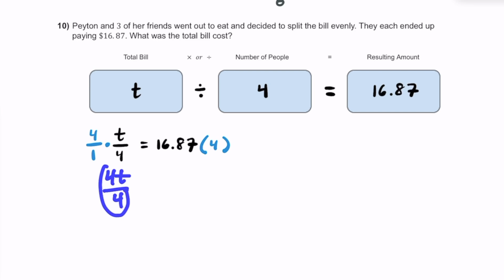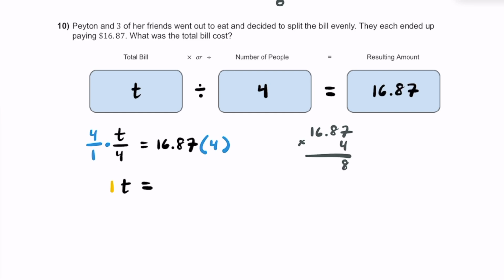Now what's going to happen with these 4s is these 4s are going to cancel out to make 1, because what's 4 divided by 4? 4 divided by 4 is just going to be 1, so we're going to end up here with 1t. Okay, now what about the right side of this equation? 16.87 times 4. If we take the 16.87, that's how much one person paid, and you multiply by 4 to figure out what they paid altogether.